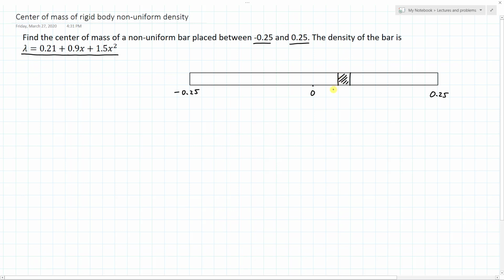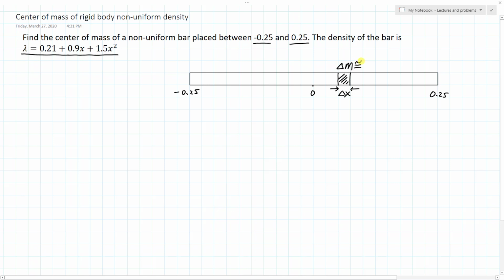And this random section has a certain amount of mass. Let's call it delta m. So this is a finite section, delta m. And it also has a finite width. So let's call the width delta x. Here's delta x.